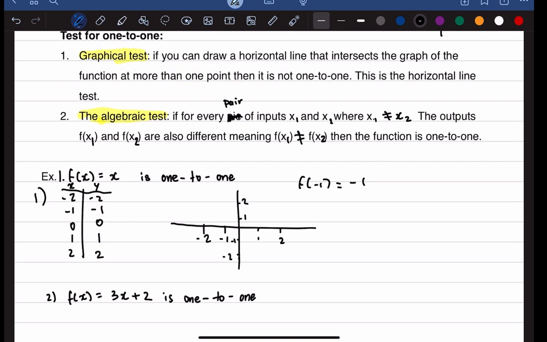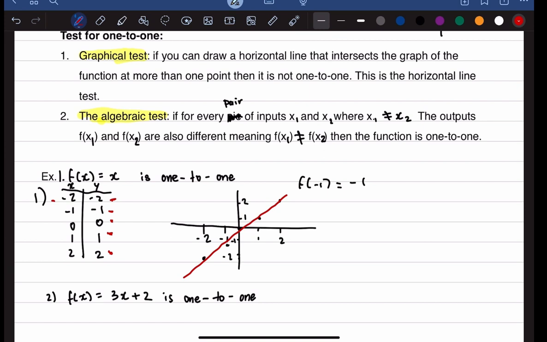So our x is -2, and our y is also -2. Our x of -1 gives y of -1. And our 0 is going to be 0, so it's in the middle right here. 1 is going to be 1, 2 is going to be 2. If you draw the line here, this is our line. We can see from our graph also that the x values have different y values each time. Notice how they're not all the same. So this is why it would be considered one-to-one.